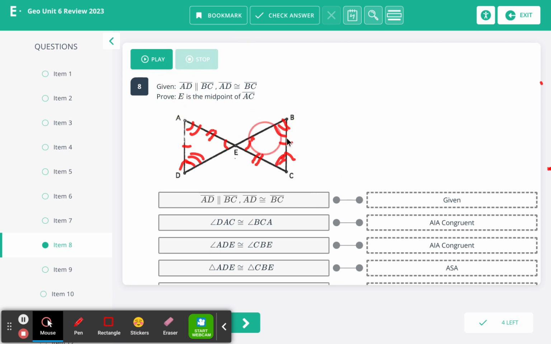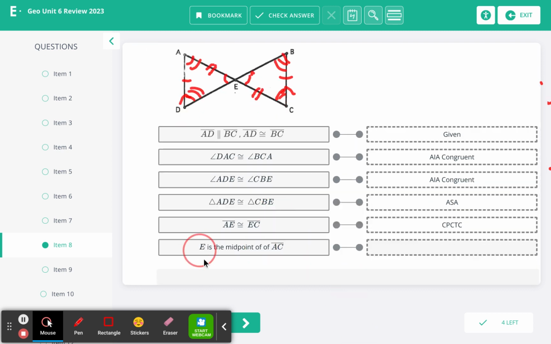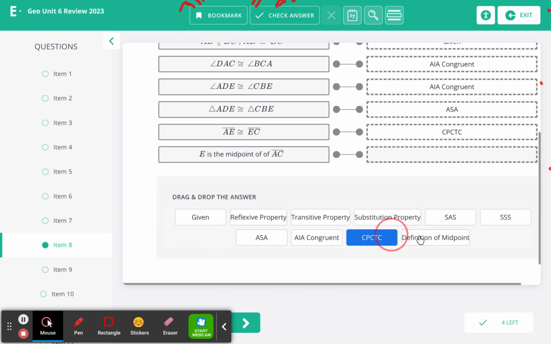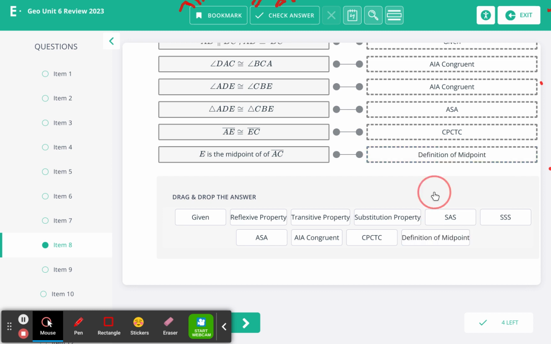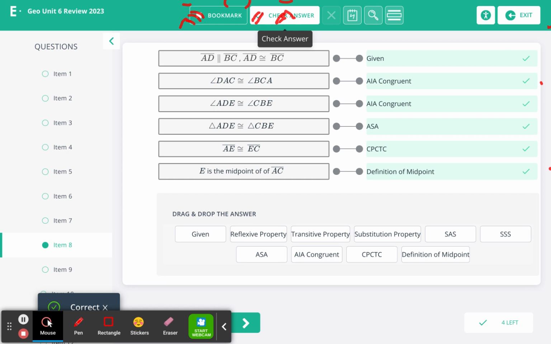All right. We're trying to prove that E is the midpoint of AC. So in order to prove that E is the midpoint of AC, we need to prove that AE is the same length as EC. All right. So E is the midpoint of AC. That is true because of the definition of midpoint. Because we had two congruent segments that were part of a big segment, which means that the point in between them is the midpoint. In this case, E. All right, there we go.